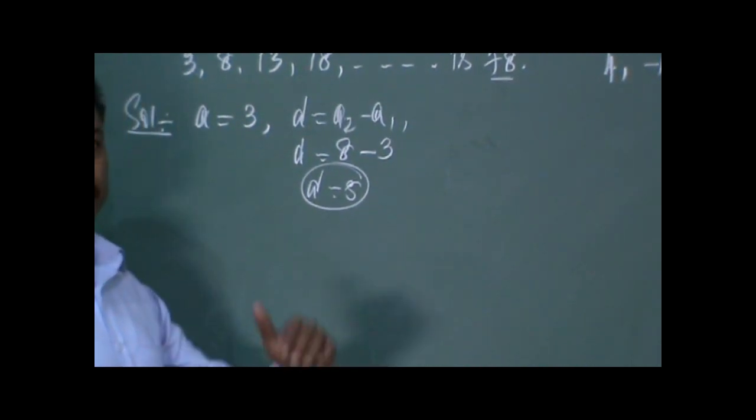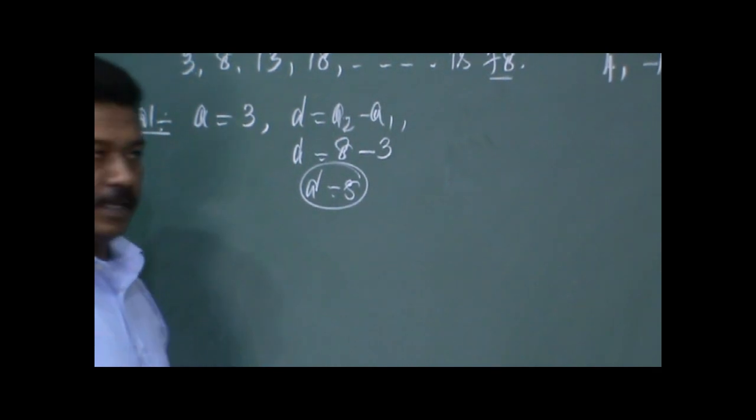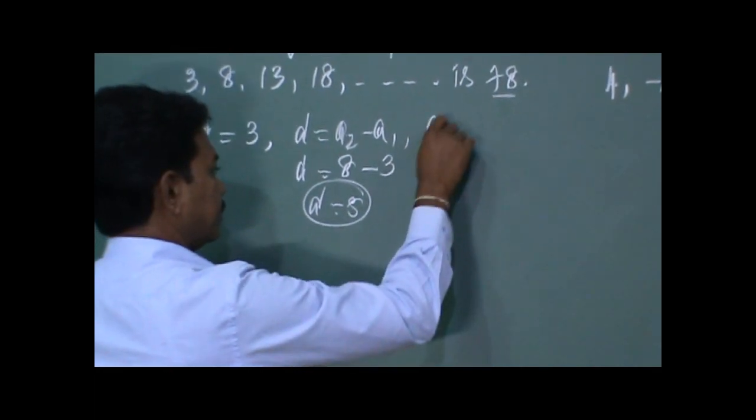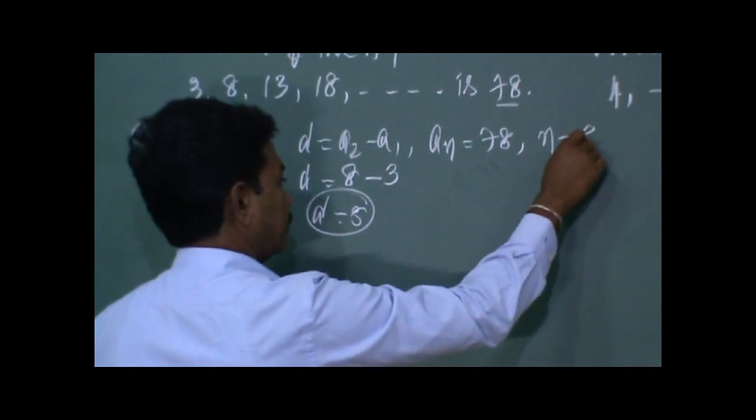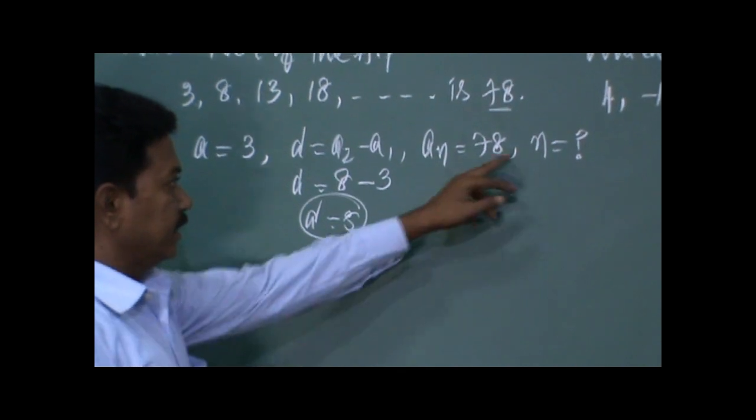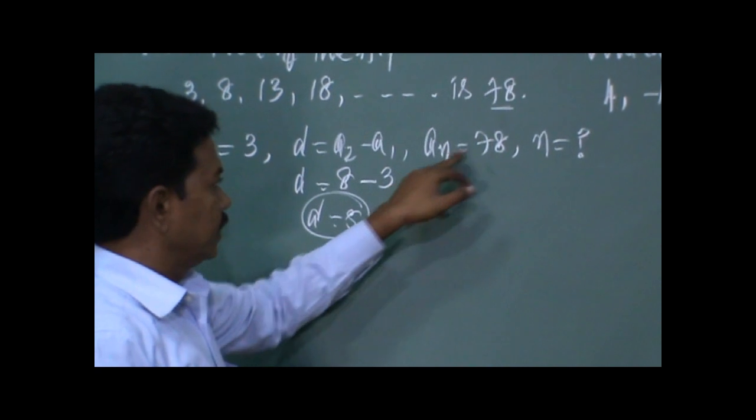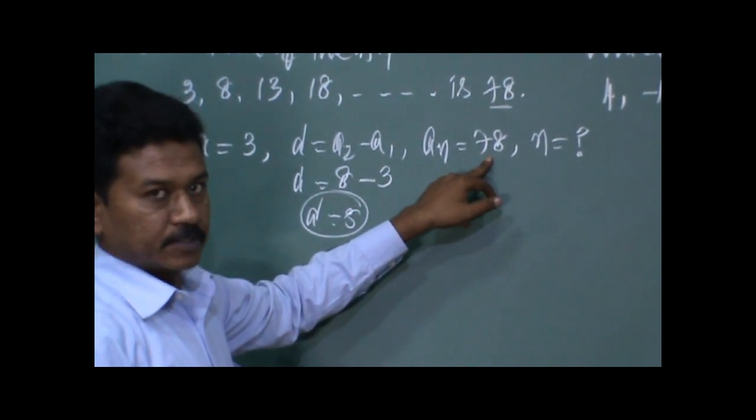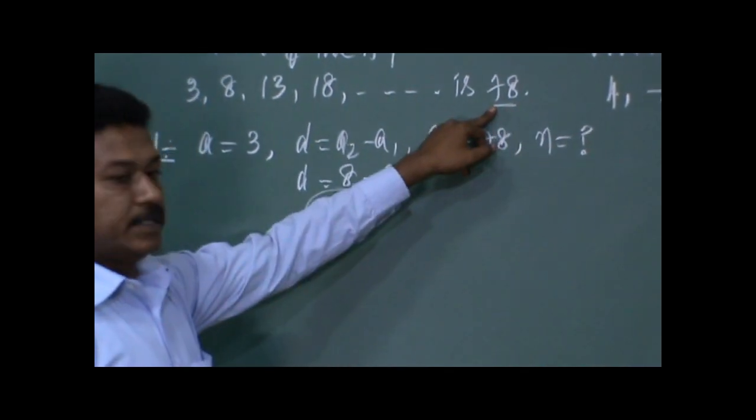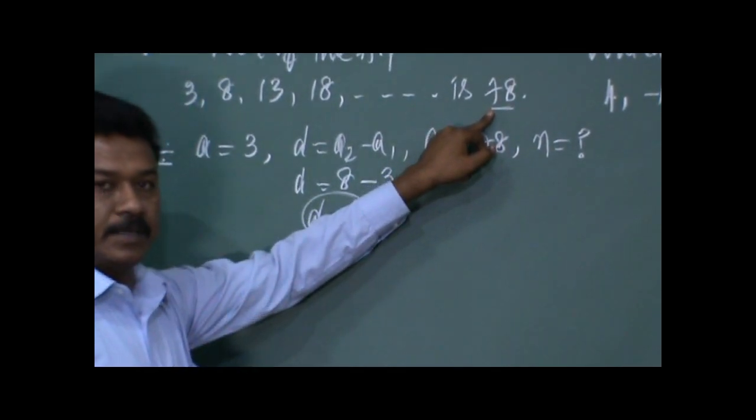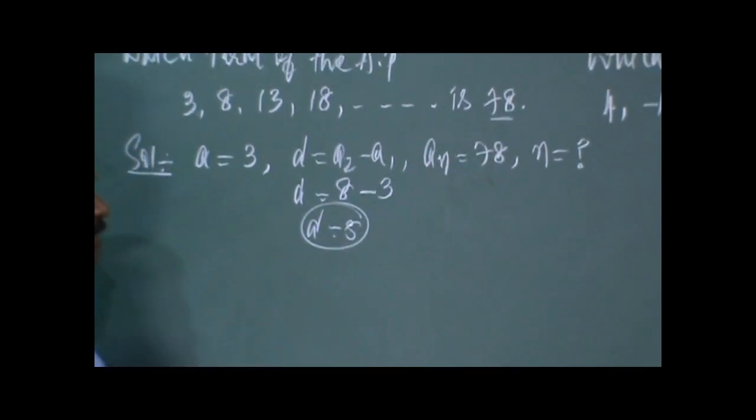Now, which term is 78 is what is being asked. So consider 78 itself as the last term of that AP. So 78 becomes the nth term of the AP. You have to find the value of n. In the sense, n indicates the number of terms in the AP and also indicates the term number of 78. So finding n is nothing but finding how many terms are there in the AP, or which term is 78. Both are one and the same.